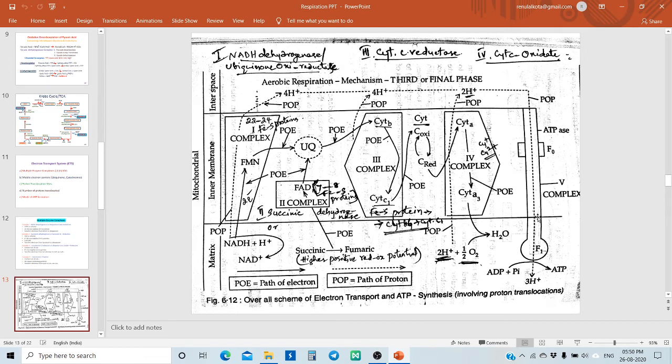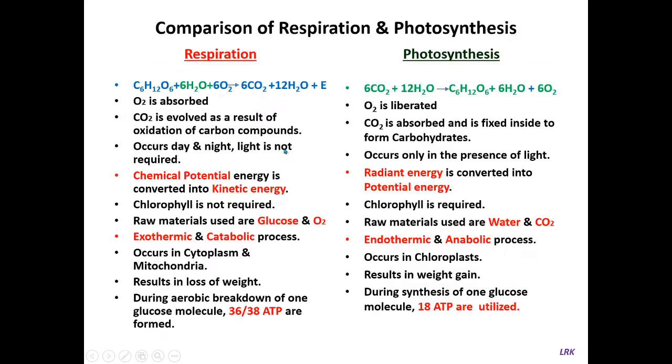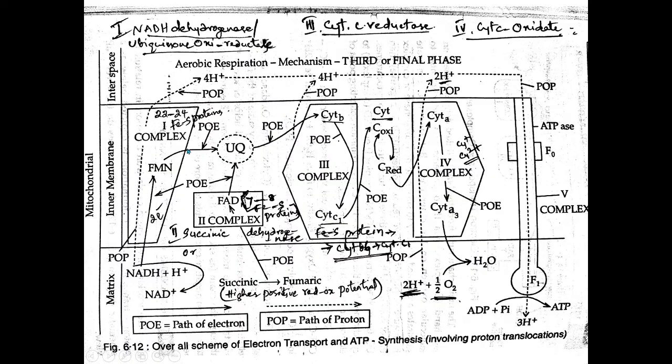All these are present in the inner membrane of mitochondria. This is the inner membrane of mitochondria, and this is the matrix. Towards the outside is the intermembranous space, and outside the intermembranous space is the outer membrane. These are the proteins. Enzymes are nothing but proteins, and they are found embedded in the inner membrane of mitochondria.